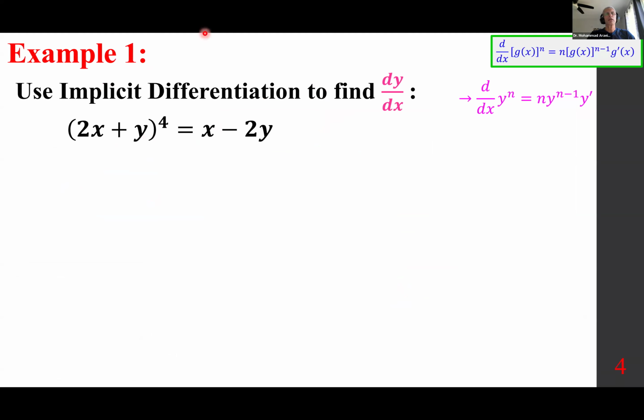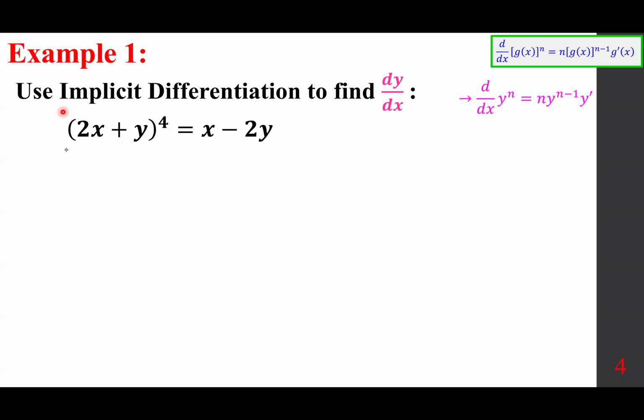Let's look at an example, and these examples come from either the lecture or the exam review that has been posted. I hope everybody knows where to find them. 2x plus y to the power of 4 equals x minus 2y, and we want to find dy dx or y prime using implicit differentiation.